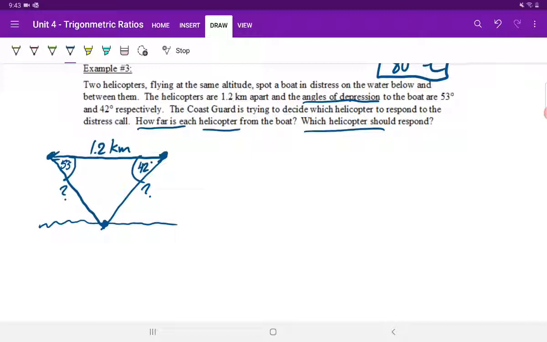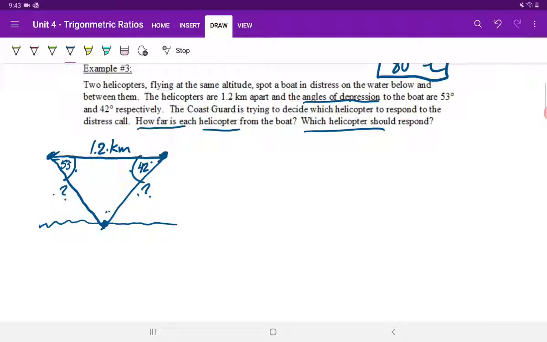So I'm looking at this and I'm saying, hey, I don't have a sine law situation. I don't have an angle and an opposite side length given. I don't have both given. I have a side length but I don't have an angle, and here I have an angle but no side length, and here I have an angle but no side length. So how can we use sine law here?